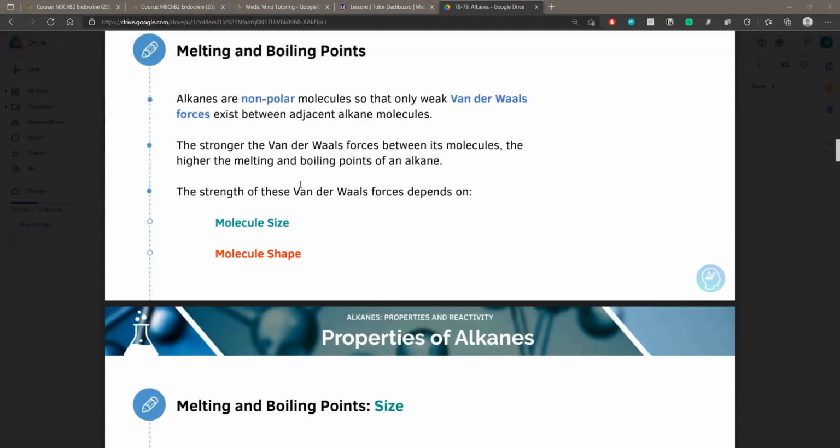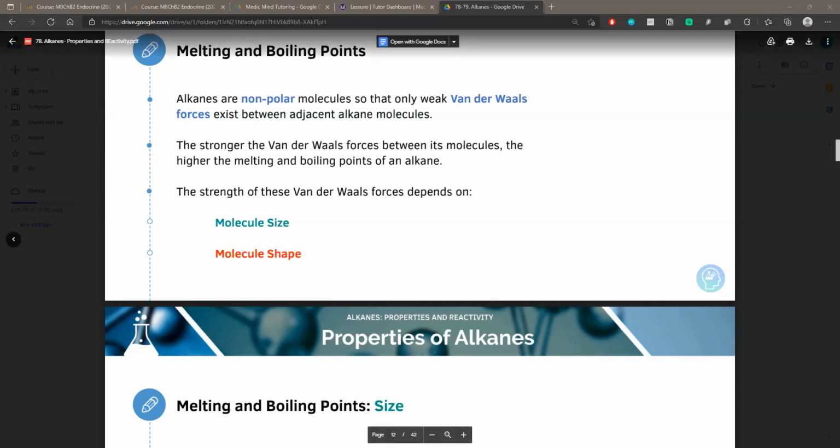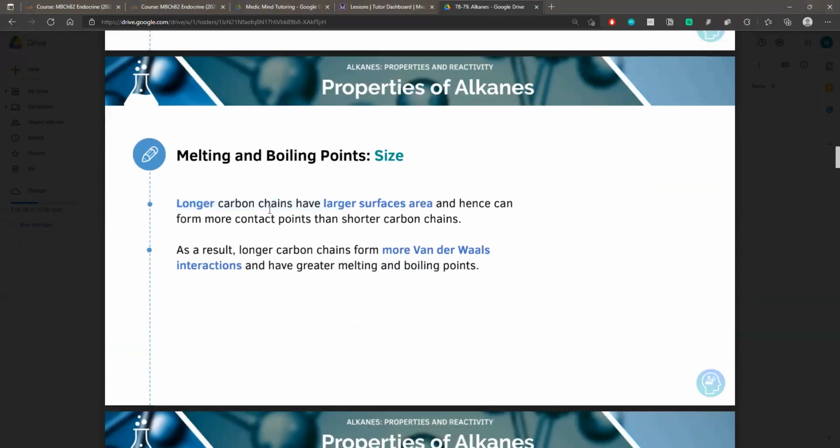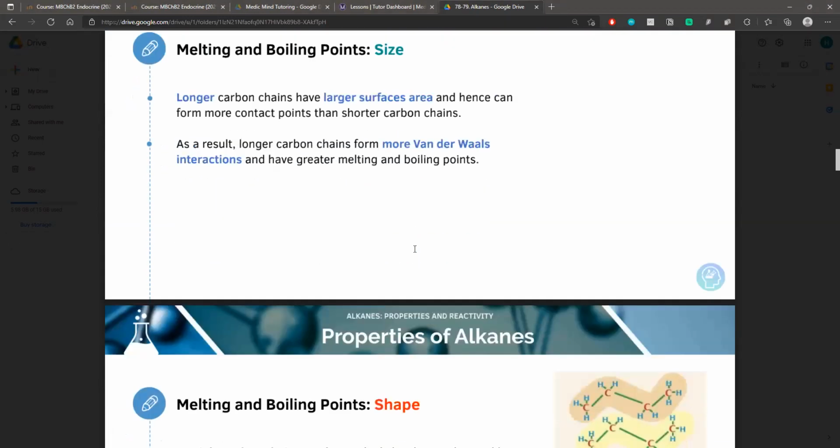Alkanes are non-polar. So remembering that in terms of intermolecular forces, we only have weak van der Waals forces, which means that longer alkanes, which have more electrons, will also have higher melting and boiling points because they have more van der Waals forces. And so this is crucial in the principle of fractional distillation, because you have molecules that separate and the alkanes will separate. So remember, longer carbon chains have larger surface areas and have more contact points, and they also have more van der Waals interactions, so they have greater melting and boiling points.